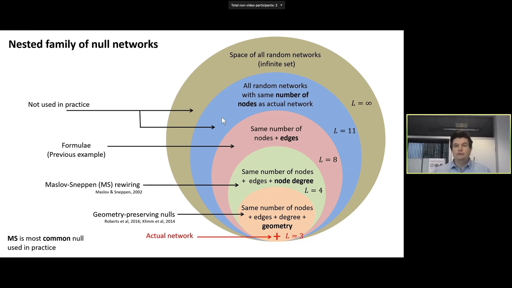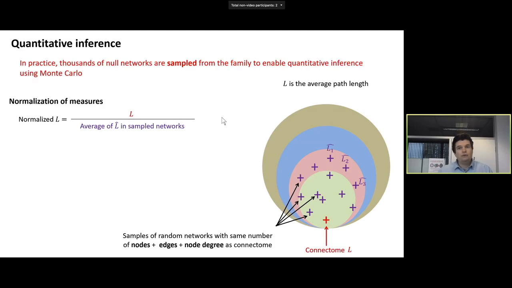And more recently, there have been endeavors to also match the geometry of the connectome. And this gives us the innermost circle here. So we're gradually adding more and richer properties to our null, which confines the null more and more. Of course, if we keep adding properties, we're eventually going to converge to our real network, to our actual connectome. So how do we actually do inference with these kinds of null networks? A common approach is that we sample null networks from this null space.